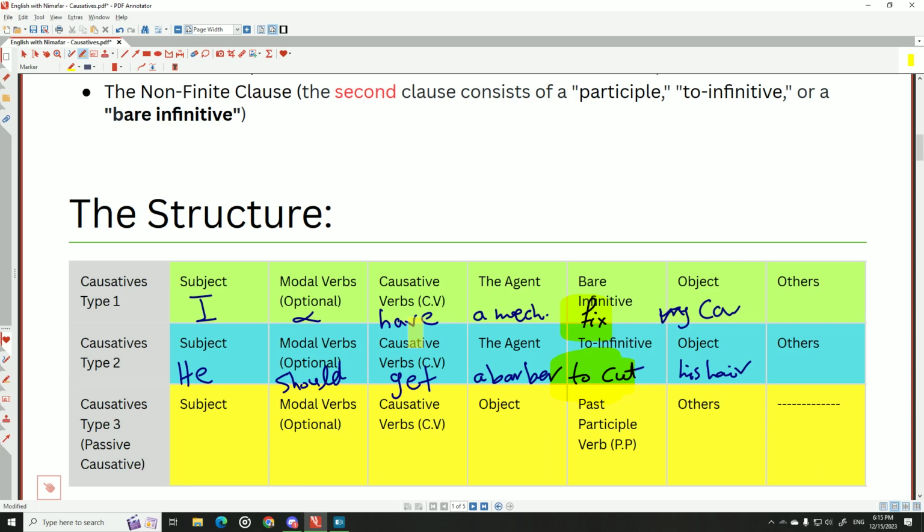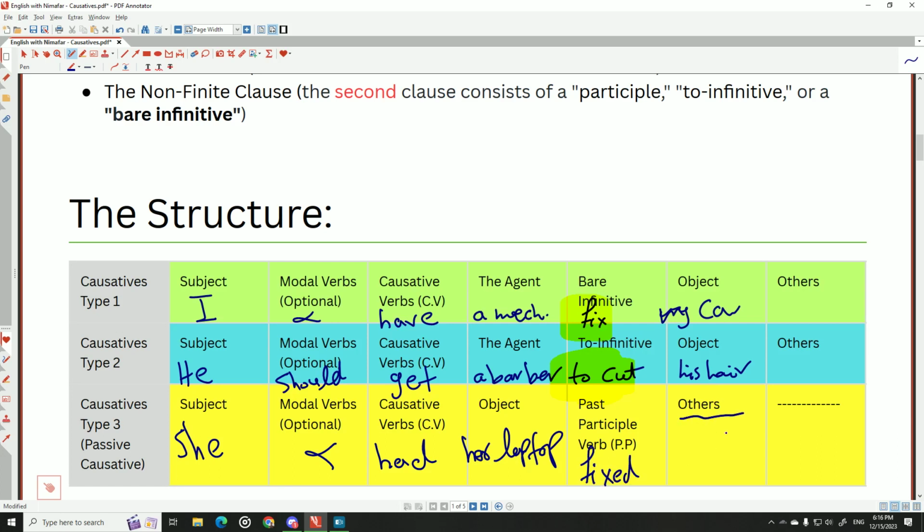And the third form, if I want to give you an example, now use the subject. Okay, I, or let's say she. Modal verbs, I don't want to use it. Causative verb, I want to say had, the past of have. Object, now I use my object, my car, my laptop. Yeah, because I said she, her laptop. So she had her laptop, past participle of the verb, so repaired or fixed.